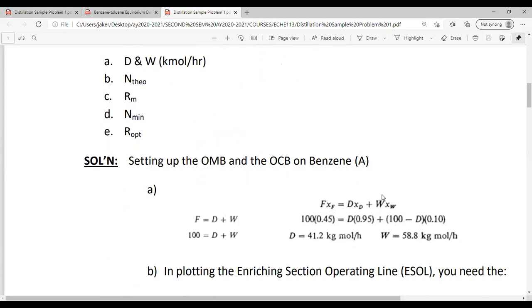And in here, you see that the W was already replaced by 100 minus D, coming from the overall material balance, giving you right away the value of the distillate and the bottom's liquid. Now, the second requirement, which is the theoretical number of stages, will need the equilibrium diagram.